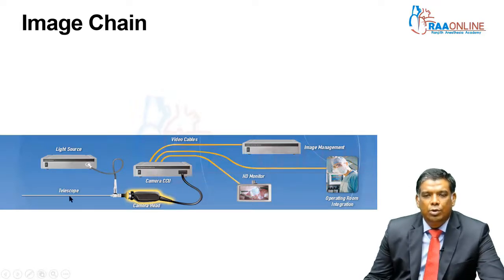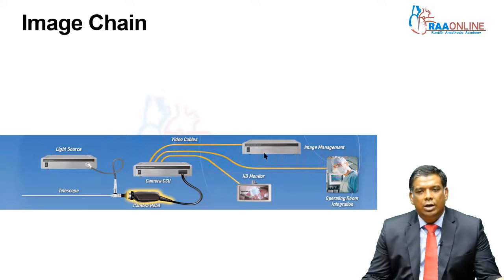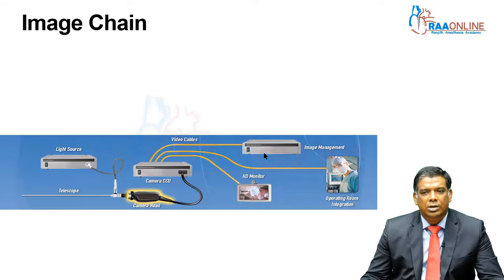From there, you have the scope and the camera head attached to it, and the light source is attached to the telescope. So this part will be going into the patient with the help of the light source and the camera. Now from the camera, you have video cables, one of which will be going to a monitor so that you can view what you are doing. Two, you have it going to an image management center, where you can choose to record, take screenshots, or save the file for reviewing your surgery later.